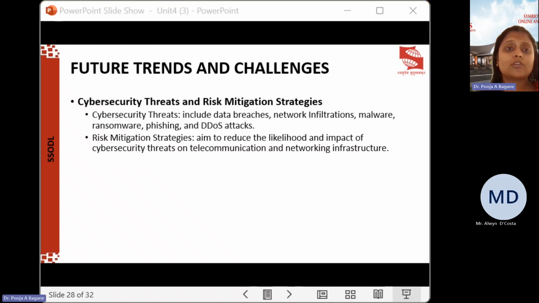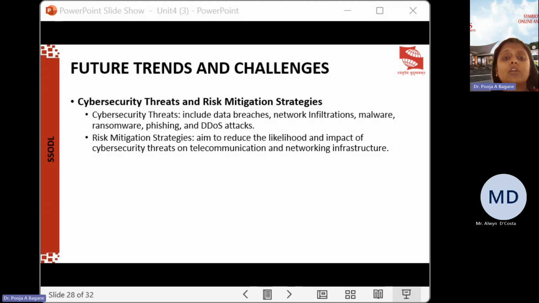Then there are cybersecurity threats and risk mitigation strategies. So, cybersecurity threats to telecommunication and networking infrastructure mainly include data breaches, network infiltration, then malware, then ransomware, phishing, denial of service attacks. Threat actors will target telecommunication companies, network operators, service providers. They will target end users also to steal sensitive information, to disrupt the services, or cause financial and reputation damage.